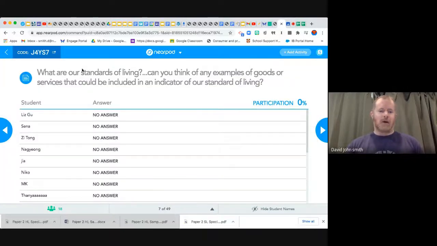Now, what are our standards of living? Can you think of any examples of goods or services that could be included in an indicator of our standard of living? So if you say you've got a good standard of living, what is it that you have that will tell other people that you have a good standard of living? Is it your car? Is it your house? What is it that tells other people that you have a good standard of living? Go, 30 seconds.